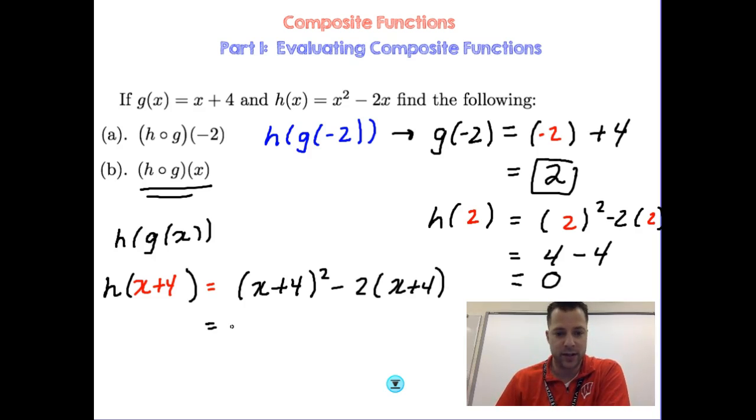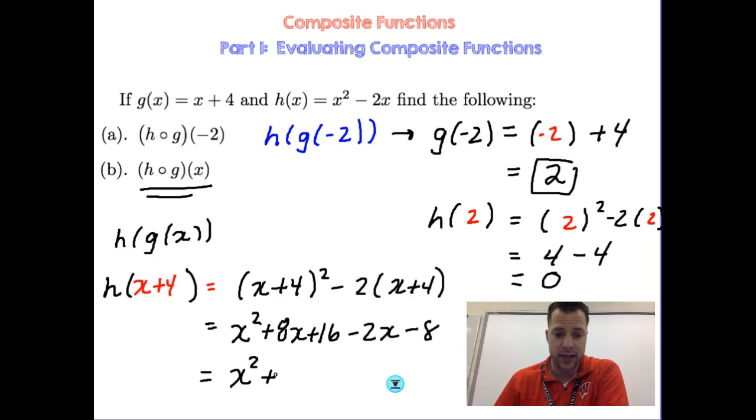So we get x squared plus 8x plus 16 minus 2x minus 8, after distributing. Then you get x squared when you combine like terms. 8x minus 2x is 6x, and 16 minus 8 is 8. And there is our h of g of x.